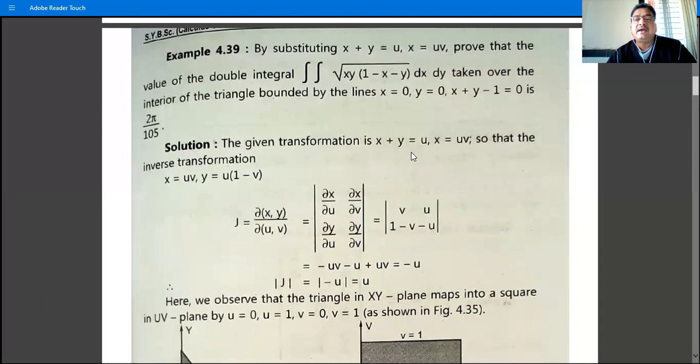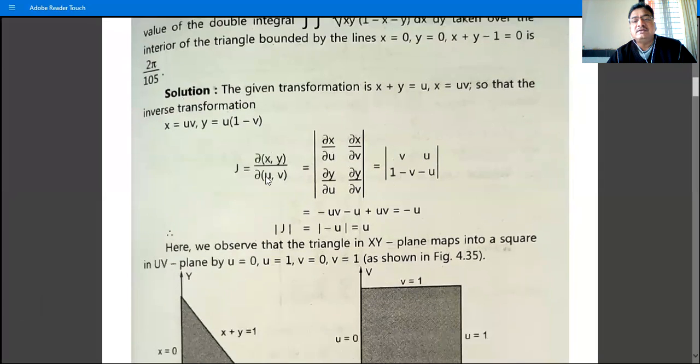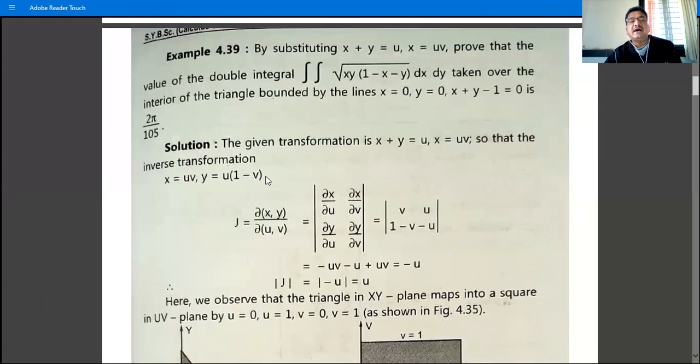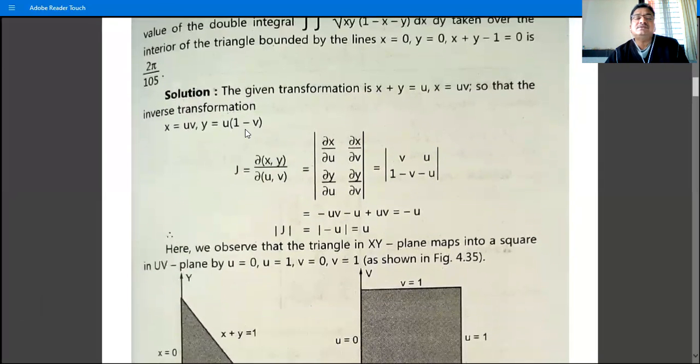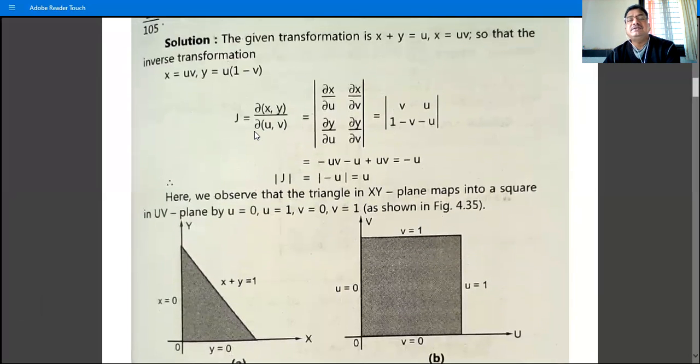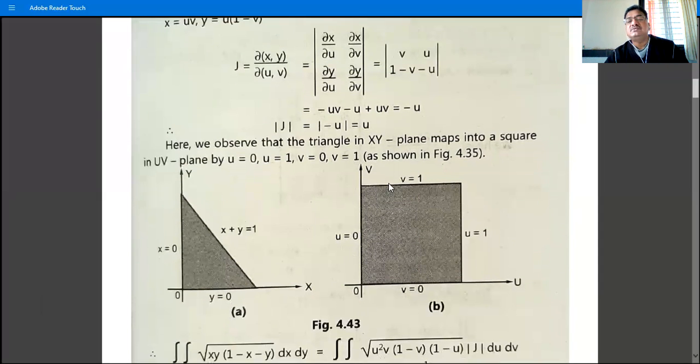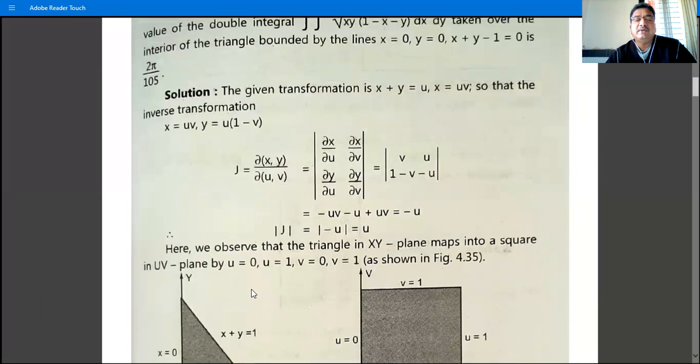If you substitute y as 0 here, then we have u(1 - v) equal to 0, which means either u is 0 or 1 - v is 0. U is 0 is this line, the v axis, and 1 - v equal to 0 means v is equal to 1, which is this line. So the line y equal to 0 is converted to u equal to 0 and v equal to 1. We have two lines.